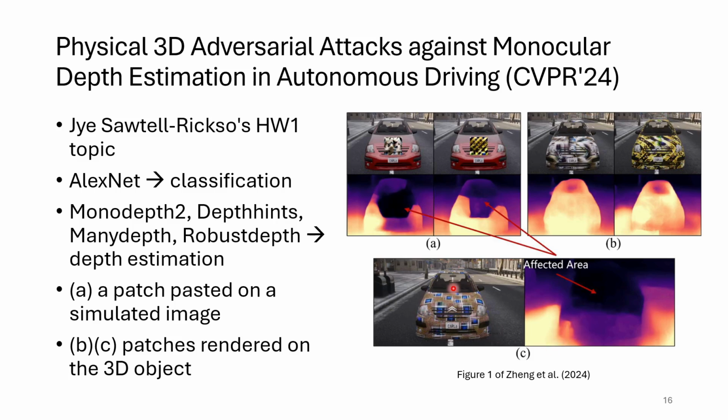When they apply their method to this car, those 4 depth estimation algorithms should generate the correct depth result like this one, but all of them fail. So this means their adversarial attack algorithm succeeds.